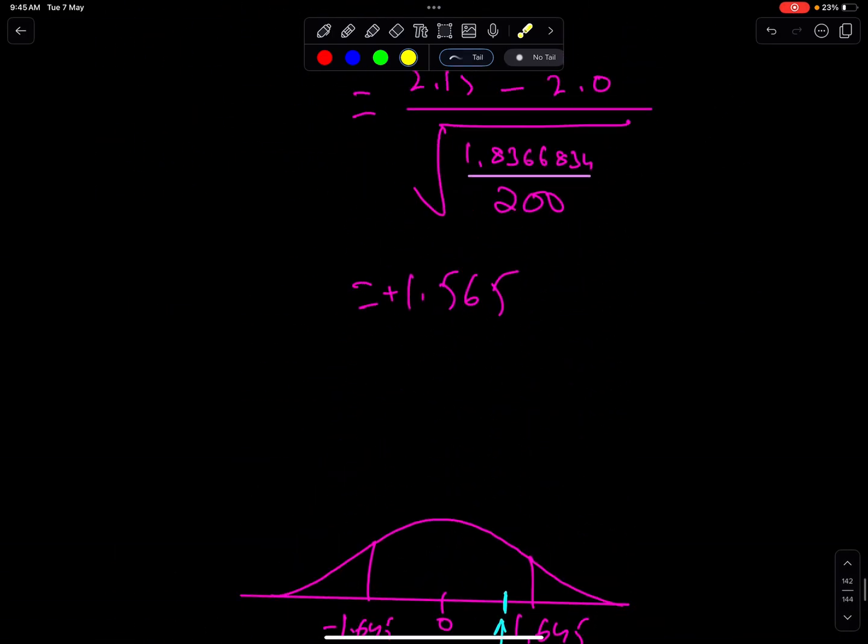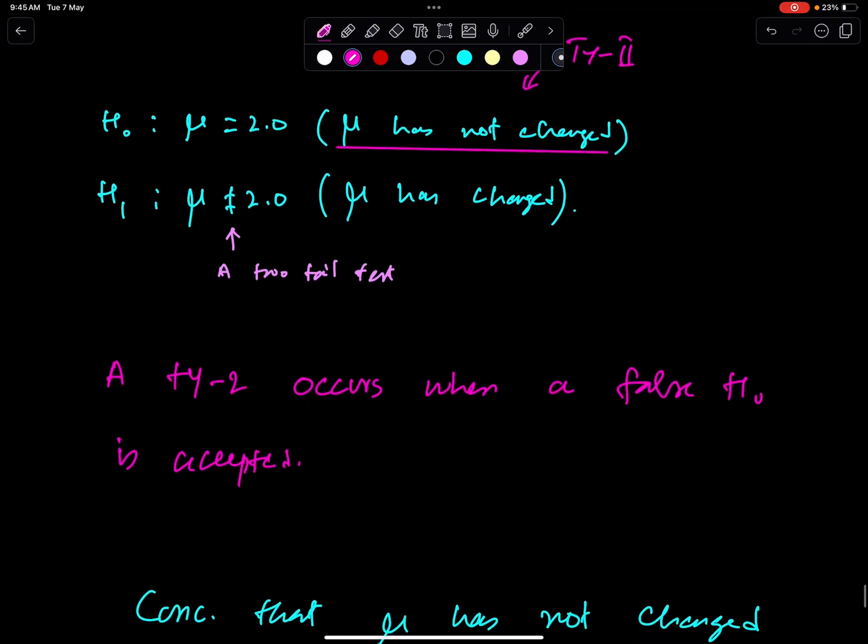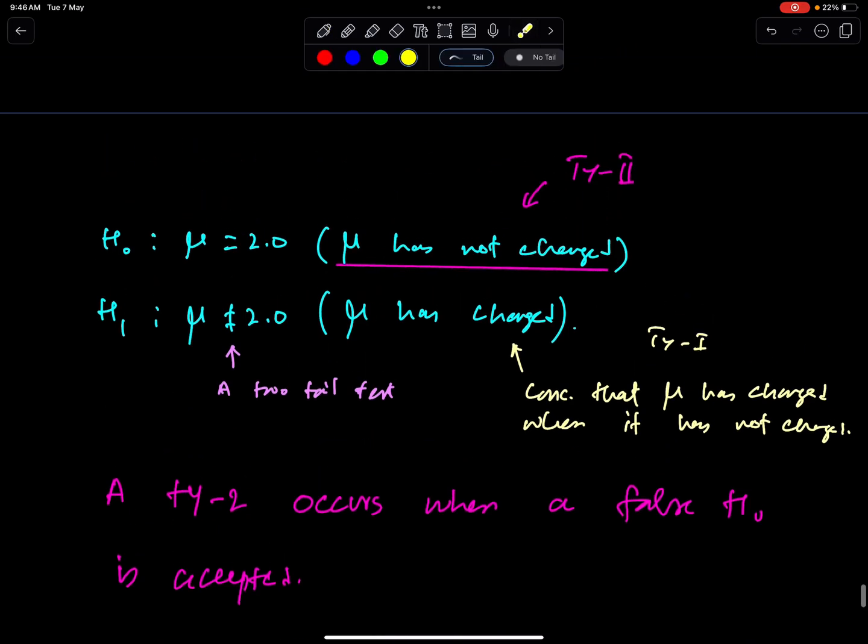Just copy this thing, or very simple, copy this thing. This is one of the easiest ways. Just say concluding that mu has not changed. Whenever you have to explain type 2 error in words, just copy this: concluding that mu has not changed when it has. And extra work: what if the question was explain type 1 error? So you have to mention this: concluding that mu has changed. This is for type 1. This is an extra work. When it has not. This is the best way to explain type 1 and type 2 in the context. For type 2, write this: concluding that mu has not changed when it has. And here for type 1, concluding that mu has changed when it has not changed.